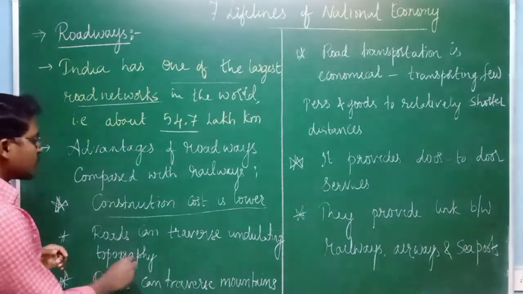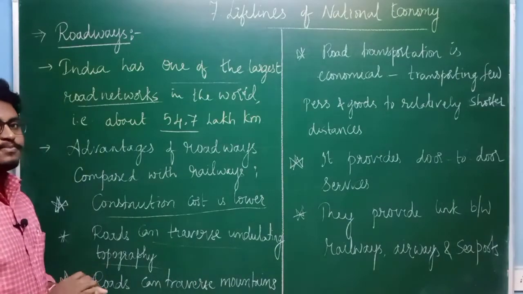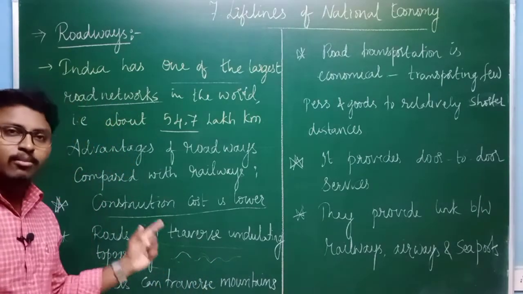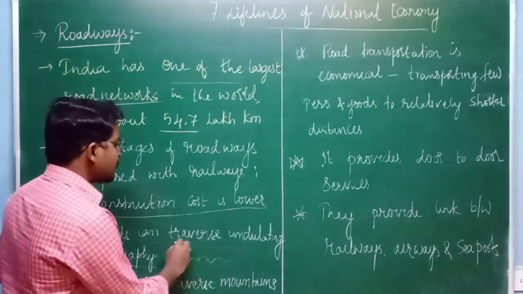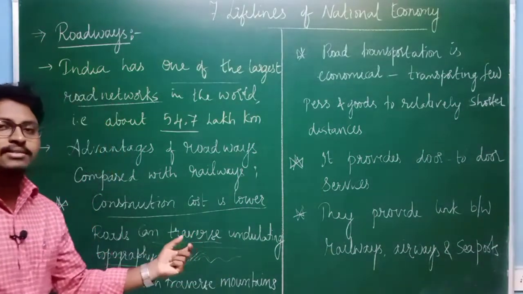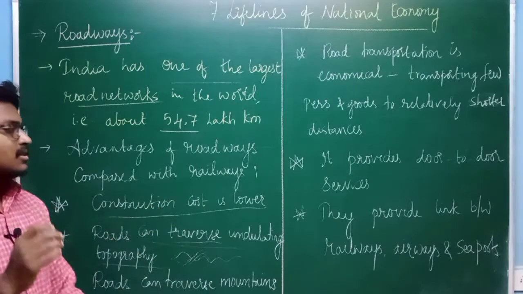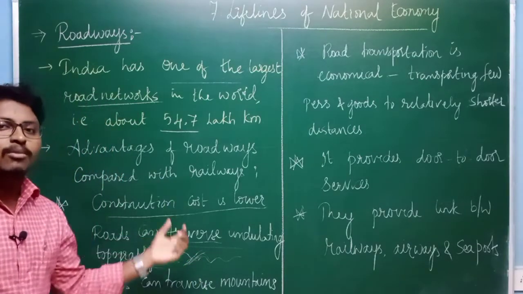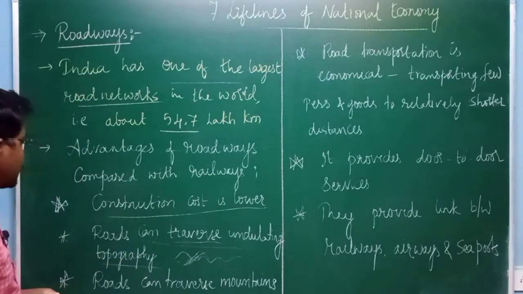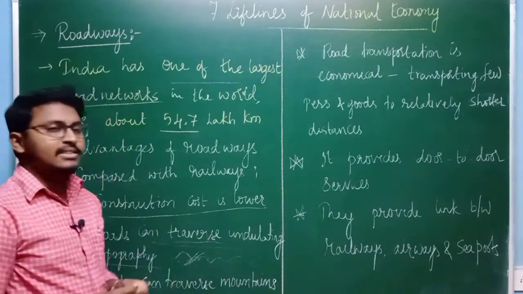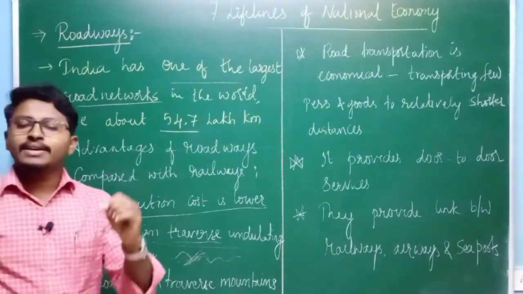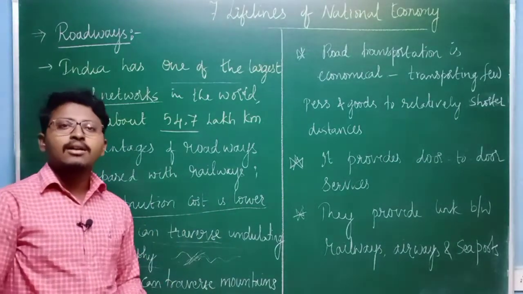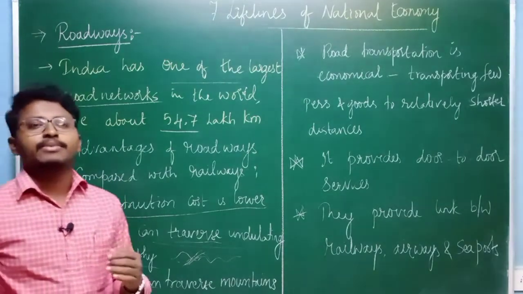That is one advantage. Then, roads can traverse undulating topography. That means in areas like this, we can easily construct roadways in between the mountains, or easily pass through these mountains and uneven surfaces. But railways would be very difficult to construct and to cross these mountains or undulating places. The next also says the same thing: roads can traverse mountains easily. In the Himalayan regions, you can find only roadways used as a means of transport. Why? Because the construction of railways in mountain or hilly regions is very difficult, and at the same time it is costly.